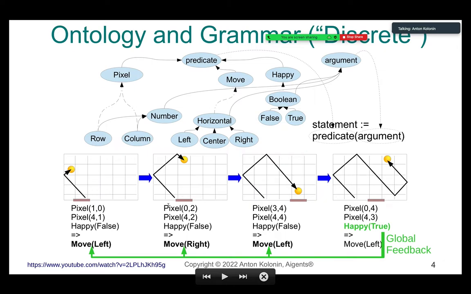We just have predicates for pixels, either pixels are black or white at particular points of the screen, and these are just predicates with two arguments. Then there are of course predicates for happiness or sadness for feedback, and there are predicates for moving left, right or staying in place, as expected. And then we were able to learn in this environment.